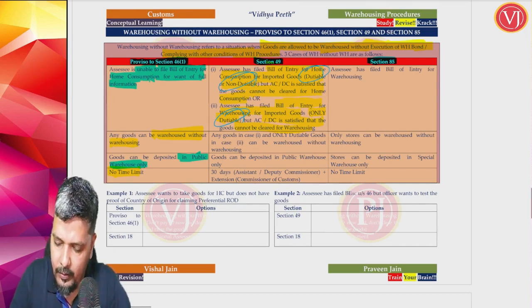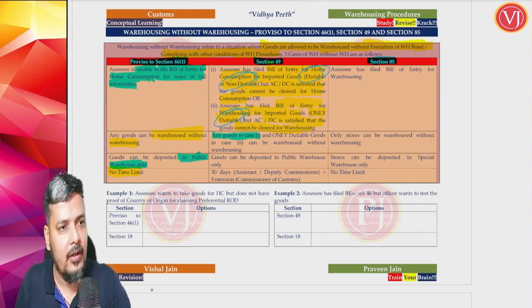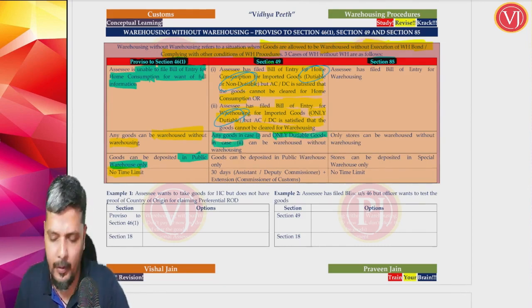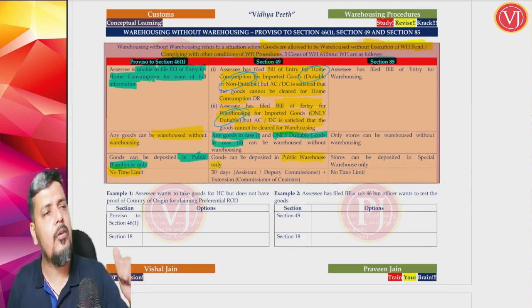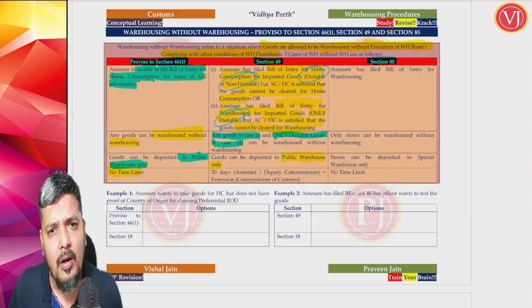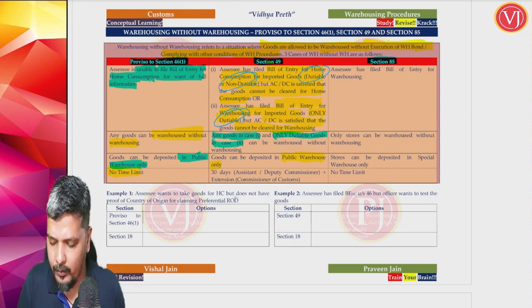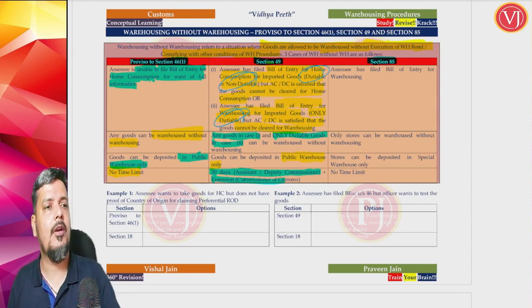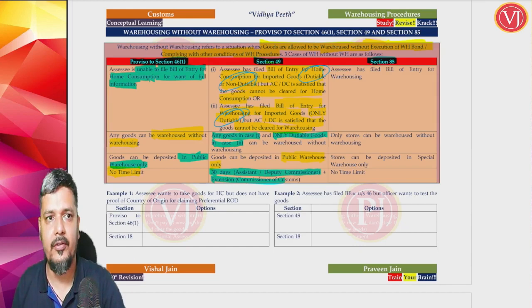Now, what goods are allowed? If it is home consumption, any goods. If it is warehousing, only dutiable goods. Correct. We have discussed this in the first point also. And where can they be taken? Only to a public warehouse. And who is having doubt? The officer. So officer, you keep the goods in your public warehouse not more than 30 days plus extension by the commissioner.